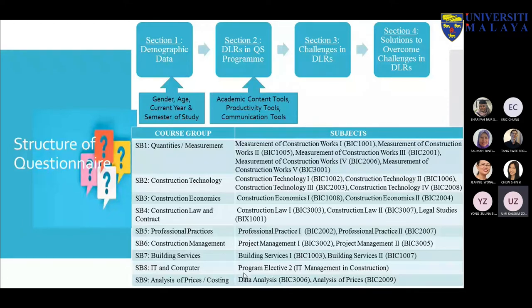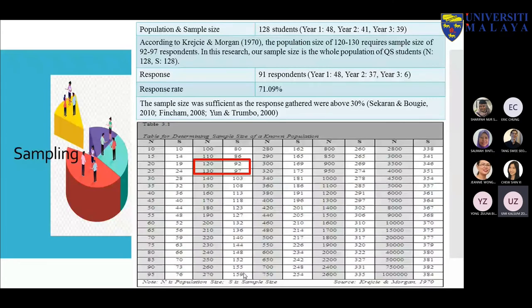So, sampling and the population. The population selected is 128 students, mainly from the quantity surveying program, involving year 1 up to year 3. According to Krejcie and Morgan 1970, a population size of 120 to 130 requires a sample size of 92 to 97 respondents. So in this research, our sample is the whole population of QS students. We take all as our sample.